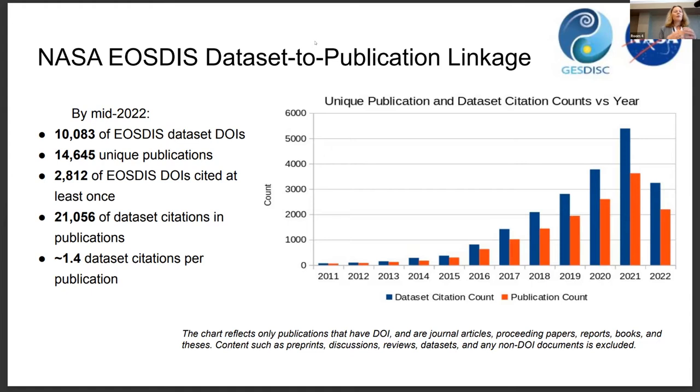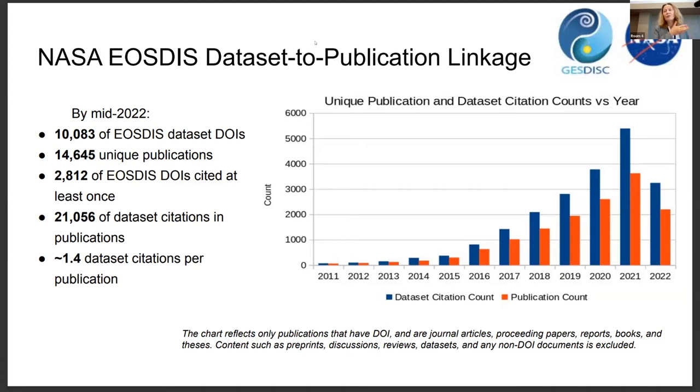We searched 10,000 DOIs of NASA datasets. And when I say EOSDIS, these are the organizations that govern NASA Earth Science DAACs. So it's 10,000 registered datasets from NASA DAACs, datasets registered with DataCite. And by mid-2022, I just ran my last search three weeks ago, we found 14,000 unique publications. This is an automated process. I didn't sit and read the publications. It's totally automated. We found that 2,800 of the publications cited the datasets with DOIs at least once, and all others are not cited with DOIs. On average, we have 1.4 dataset citations per publication.